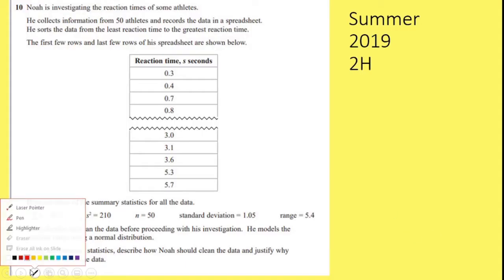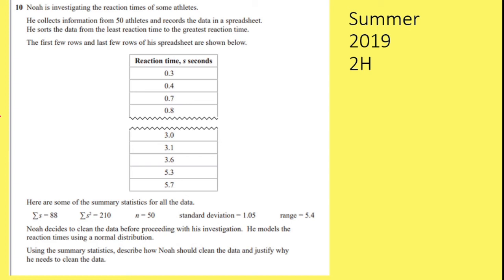Right guys, let's go through this then. So Noah starts investigating reaction times of athletes. He collects 50 data. Here are the reaction times, the lowest and the highest. Here are sums. So we've got the sum of all of them, the sum of everything squared, the number of people, the standard deviation and the range. He decides to clean the data. He models reaction time using the distribution. Right. So we actually will need to work out what the mean is. And then we're going to have to work out what's 3 standard deviations above and 3 standard deviations below. Now there's obviously a lot of information here and you need to ignore some of it.